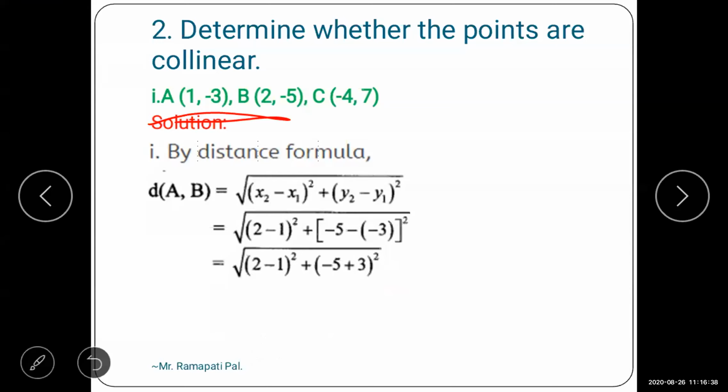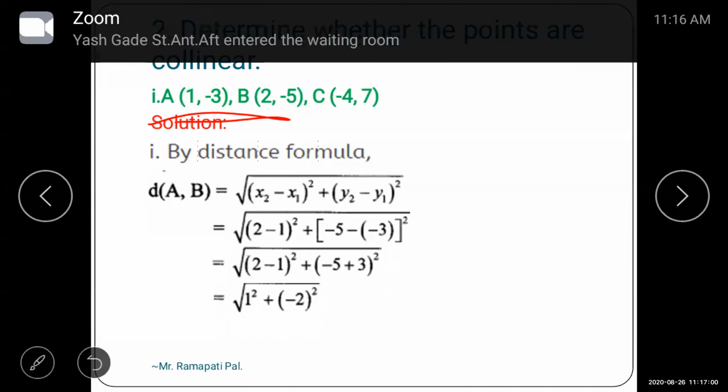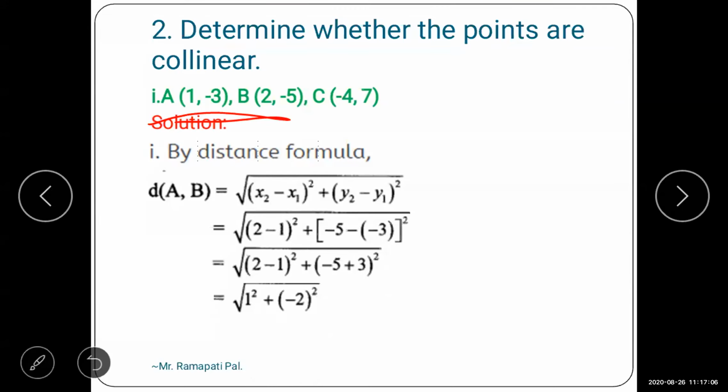So under the root, 2 minus 1 whole square is 1 plus (minus 5 plus 3) whole square, that is minus 2. Correct? So under root 1 square plus (minus 2) whole square. So 2 square is what? 4, whether it is positive or negative, because minus 2 is there. We know that (minus 2) square means minus 2 into minus 2, so it will become plus.